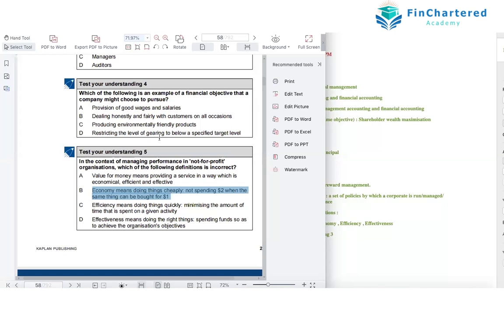Doing things well, not quickly. Yashika, you have a point. Efficiency means doing things quickly, but again, less input, more output. So let's see what answers you're able to get. In economy, again, it says you're not spending two, you're spending more.